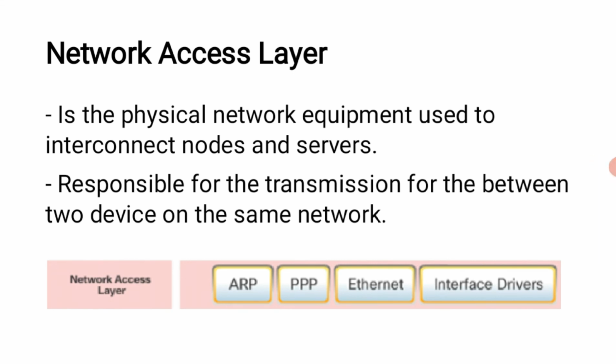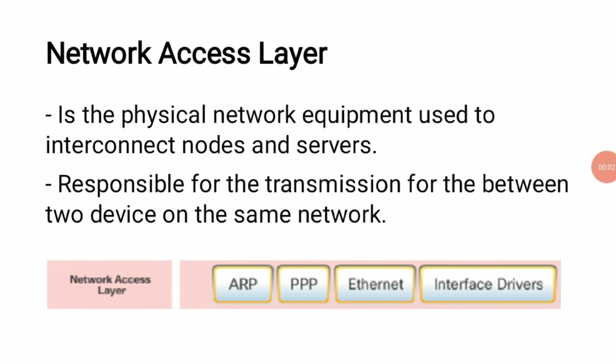ARP or the Address Resolution Protocol is a protocol or procedure that connects an ever-changing Internet protocol address to a fixed physical machine address. Next is PPP or the Point-to-Point Protocol, a communication protocol between two routers directly without any host or any other network in between.